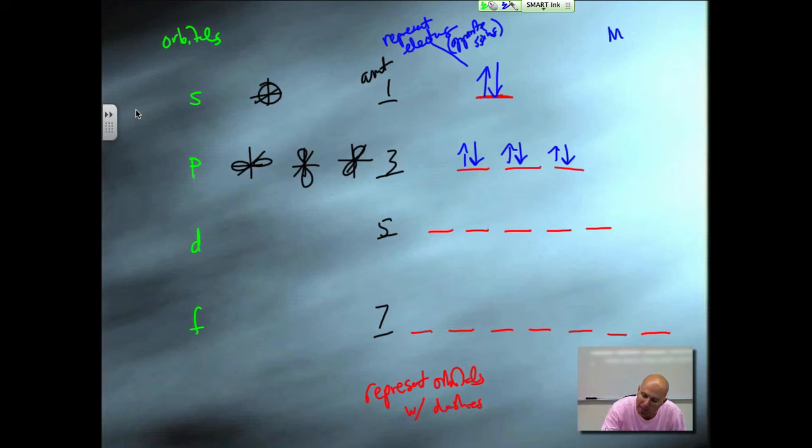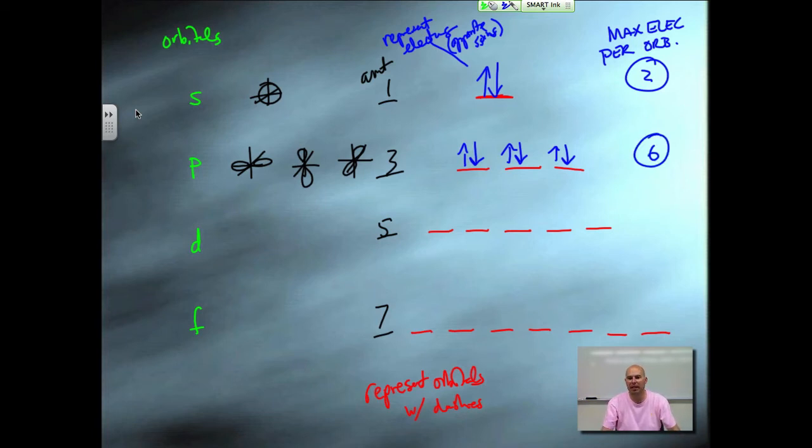Okay? So max electrons per orbital: 2 in the S. There would be 6 in the P. 10 in the D. And again, that's because there are 5 orbitals, each with 2, maximum of 10. And of course, because there's 7, we could have a maximum of 14.